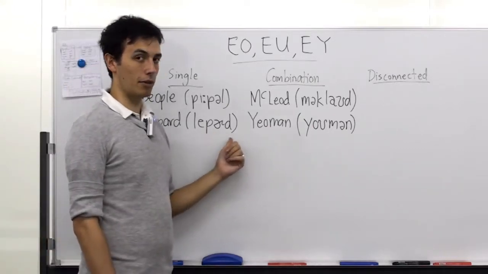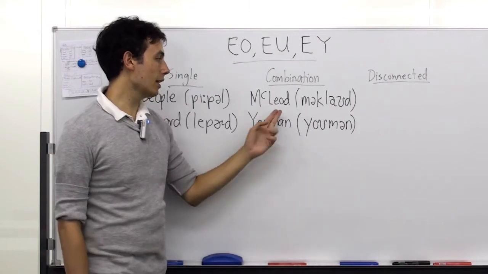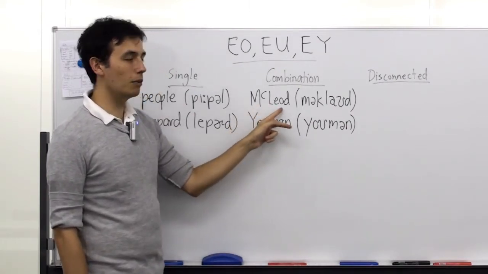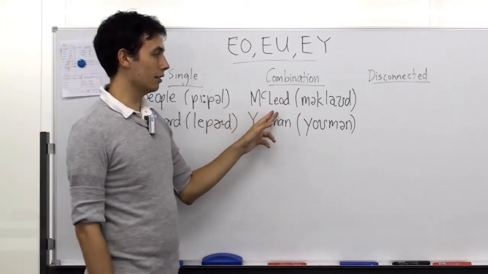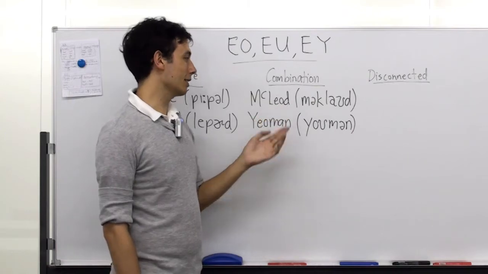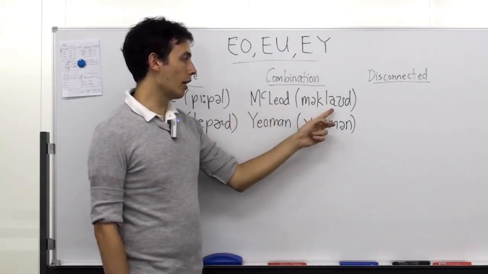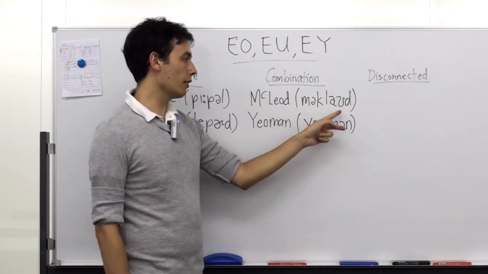But American, leopard. For the combination sounds, the diphthongs, we have here a name, so it wouldn't generally come up in everyday conversation, but it's handy to know if you have to read someone's name. This is ow, McLeod.